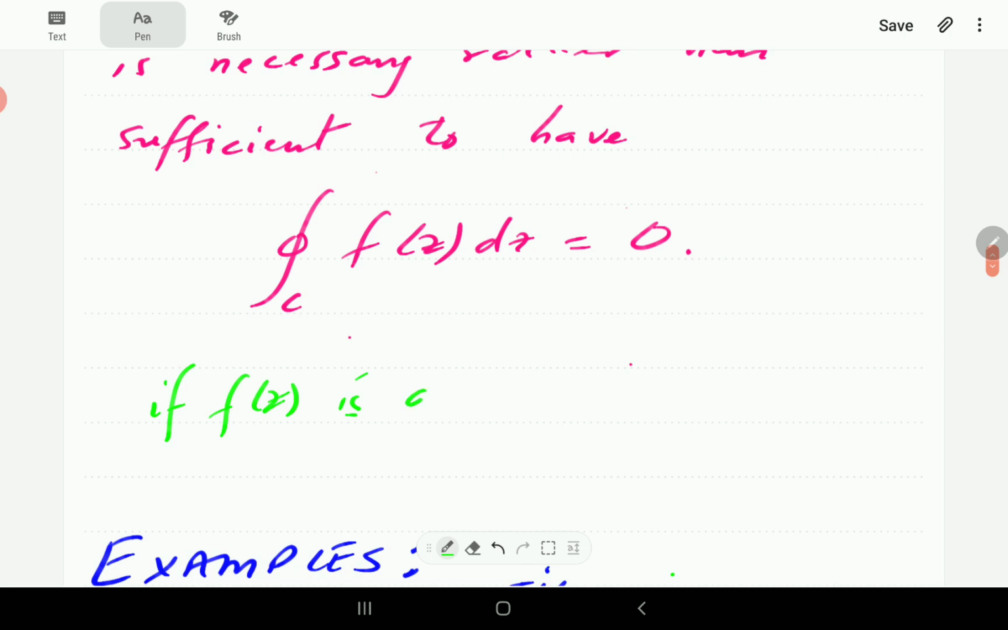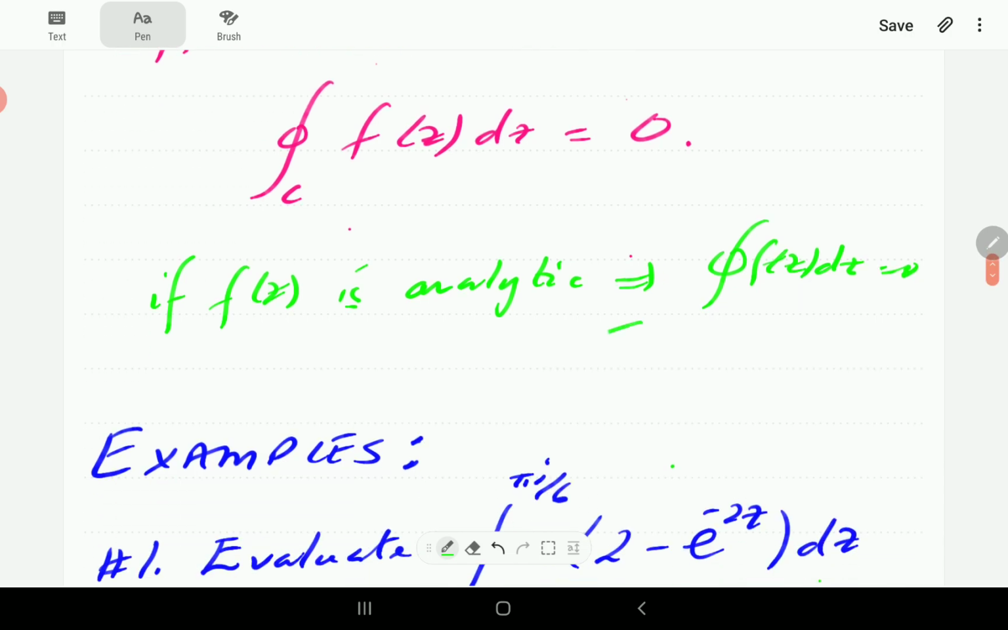If f of z is analytic in the region, then this integral is going to be 0. But the other way around is not necessarily true. So it is possible to get integrals whereby the integral around a simple closed contour is 0, and yet the function is not analytic. Okay, and we're going to see an example of this.